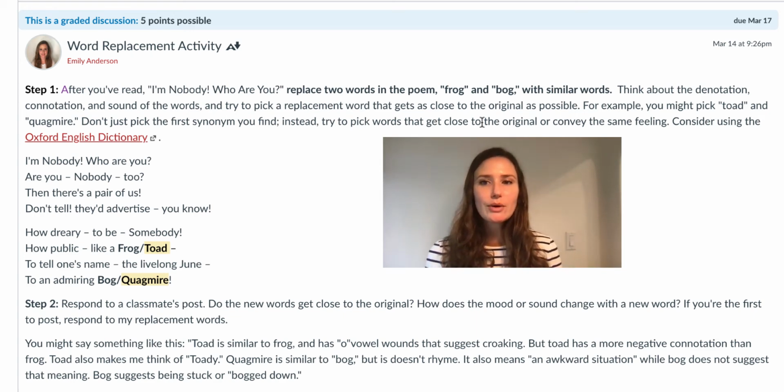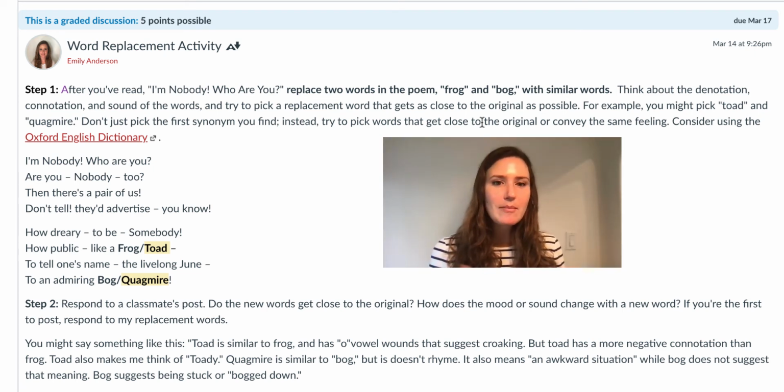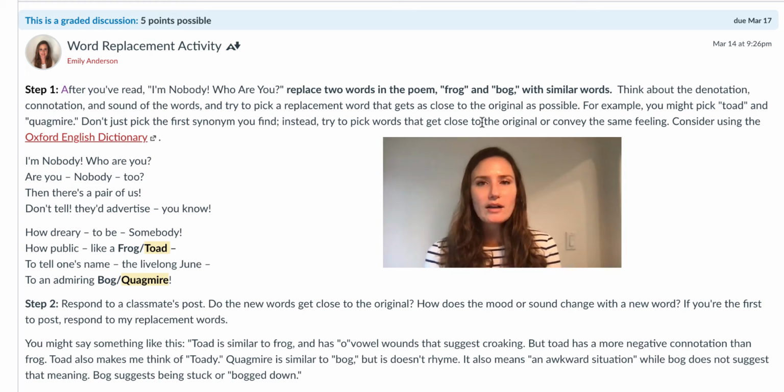What we're going to do is replace two words in the poem to help us understand why words like frog and bog aren't just, at least in my opinion, a simplistic, obvious rhyme, but why they work so well here. This strategy of word replacement is something you can do when you're trying to appreciate or understand how a poem is working, and also how a word works on multiple levels. So you're going to replace frog and bog with similar words.